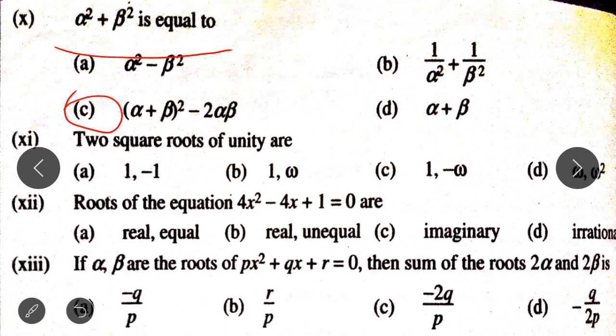The cube roots of unity are 1, omega and omega square. If you just take the square of 1, it will result in 1 and minus 1, this one.